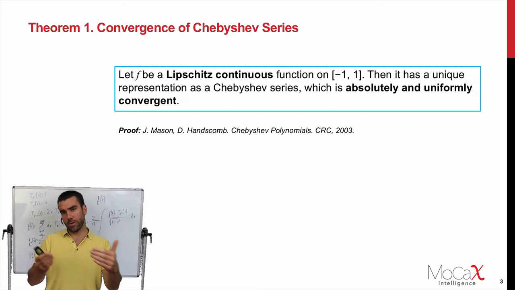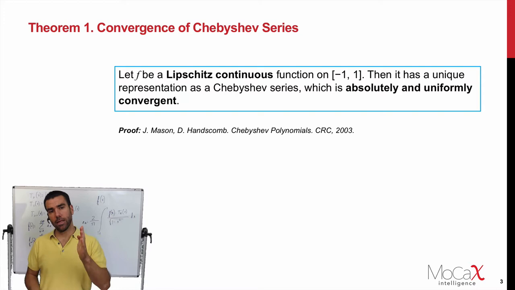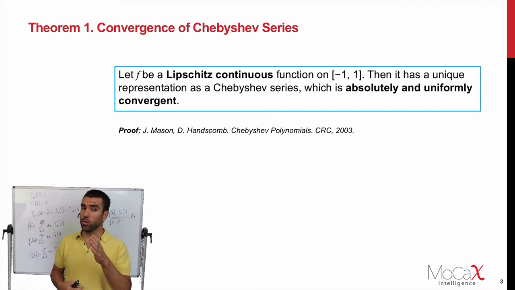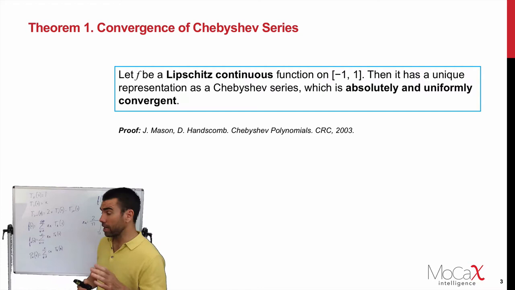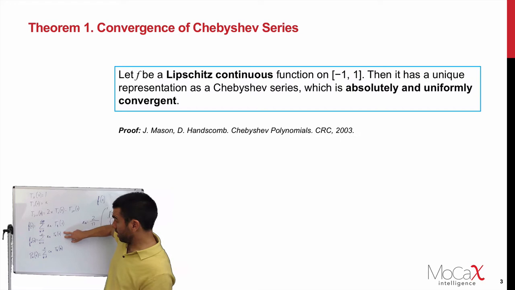So anything that we say here for the interval minus 1 and 1 can be extended to any interval a and b, right? So having said that, let f be a Lipschitz continuous function on minus 1, 1. Then it has a unique representation of a Chebyshev series, which is absolutely and uniformly convergent. That is, what I said before, this equal is correct. This term here, as n goes to infinity, converges to f. That's what we're saying here.